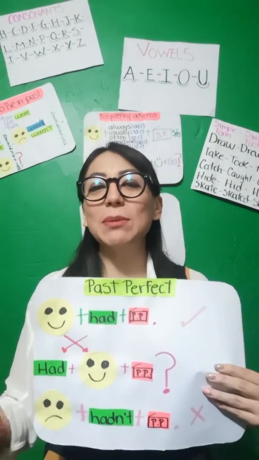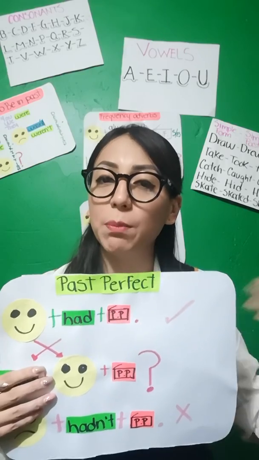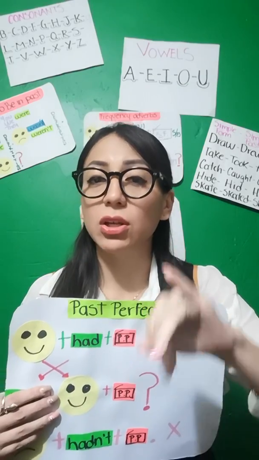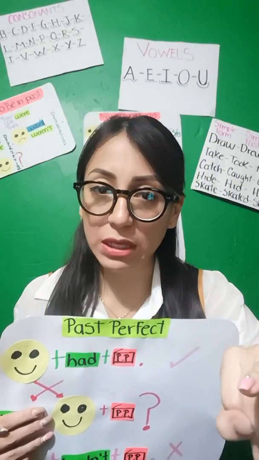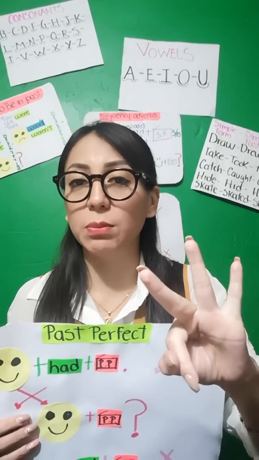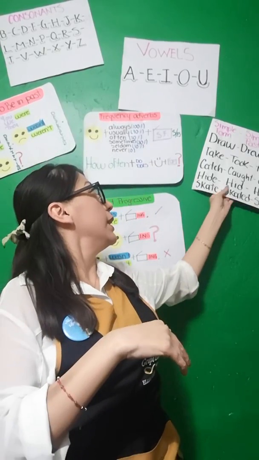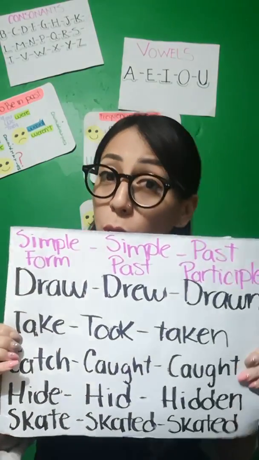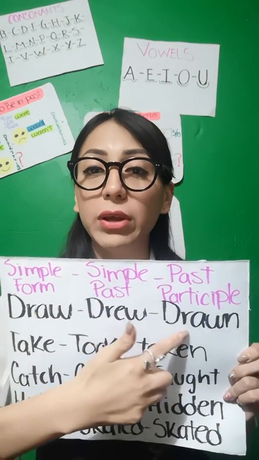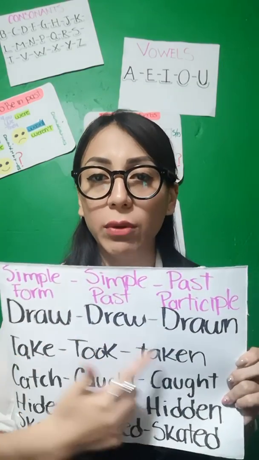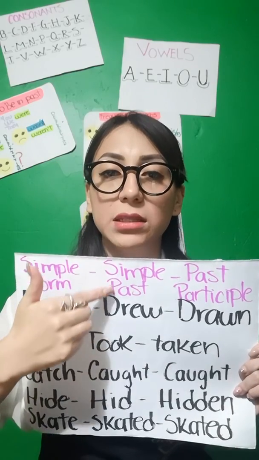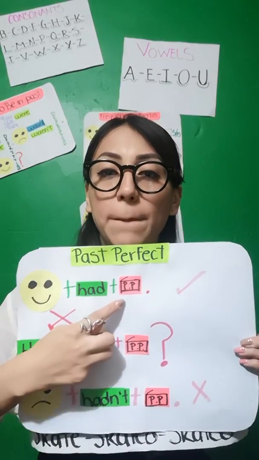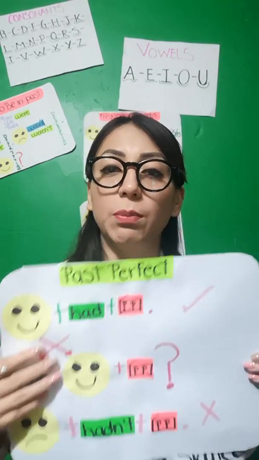PP form is similar to past participle, guys. We have three kinds of conjugations of the verb: simple form, simple past, and past participle. We have some examples here, and those examples are coming in your book, in your AMCO book. We have here the abbreviation PP because it's past participle, guys, okay?